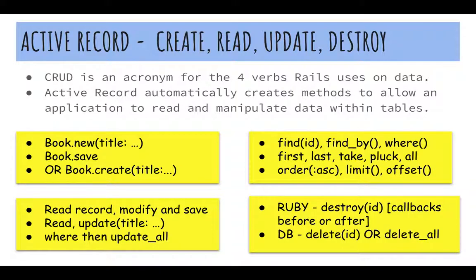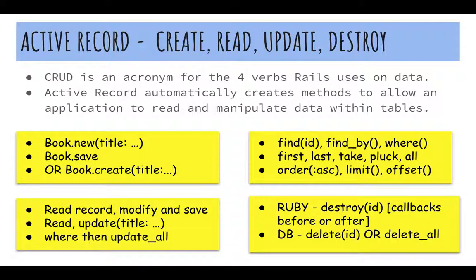And here we're looking at Active Record, the actions particularly create, read, update and destroy. This makes an acronym, CRUD, which stands for the four verbs Rails uses on data. Active Record automatically creates methods to allow an application to read and manipulate data within tables.